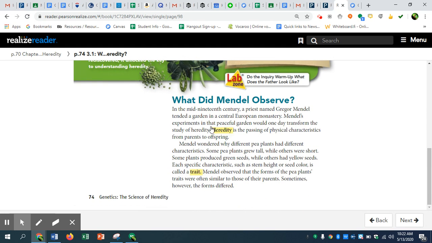One of the first words I want to talk about is heredity. Heredity is the passing of physical characteristics from parent to offspring. This is why we resemble our parents, because we inherit certain characteristics from them. You and your sibling, unless you're a twin, you and your sibling don't look exactly alike, but you look similar.